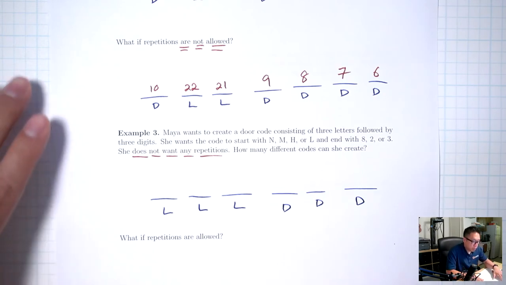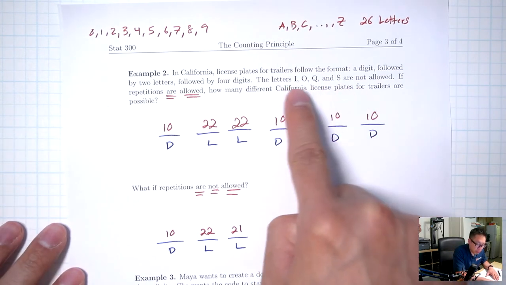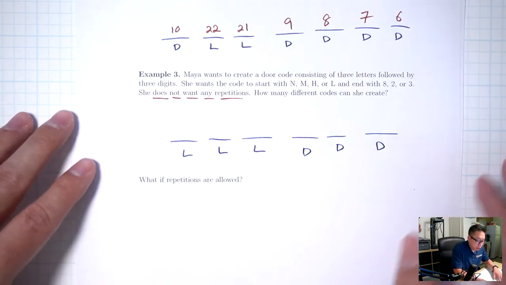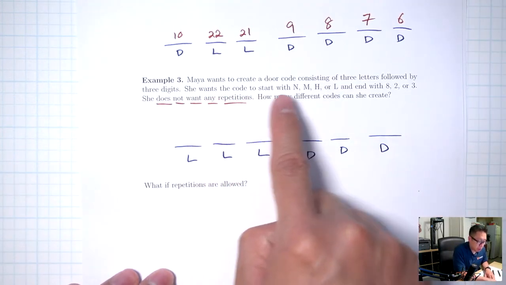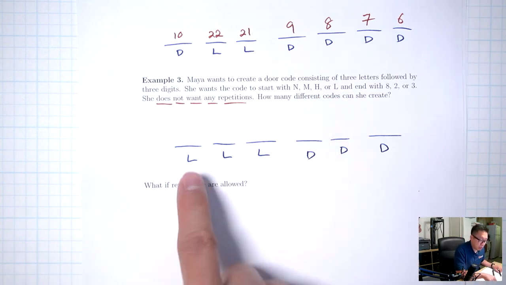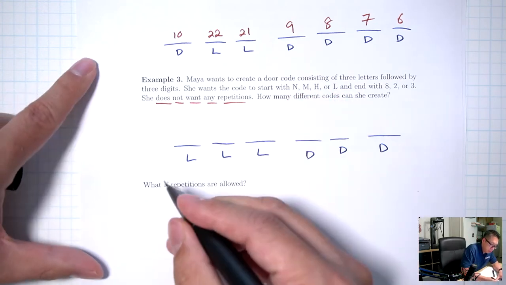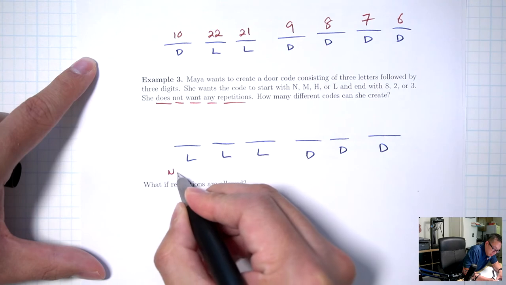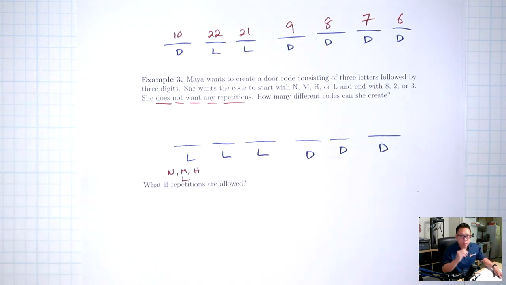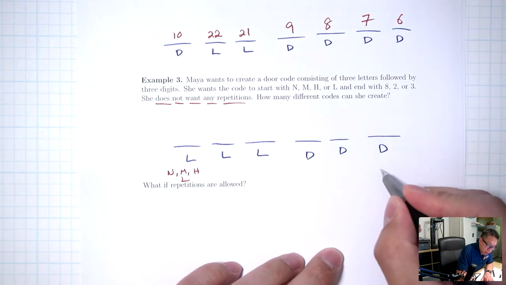Now, in the first example, example 2, I told you to not use I, O, Q, and S. So I told you letters not to use. This one's a little different because I'm telling you she wants the code to start with N, M, H, or L. So I'm telling you the letters I want you to use. And that's for the first blank. So first blank, I want you to use N, M, H, or L. And then end with 8, 2, or 3. So I'm telling you the last blank, I want 8, 2, or 3.